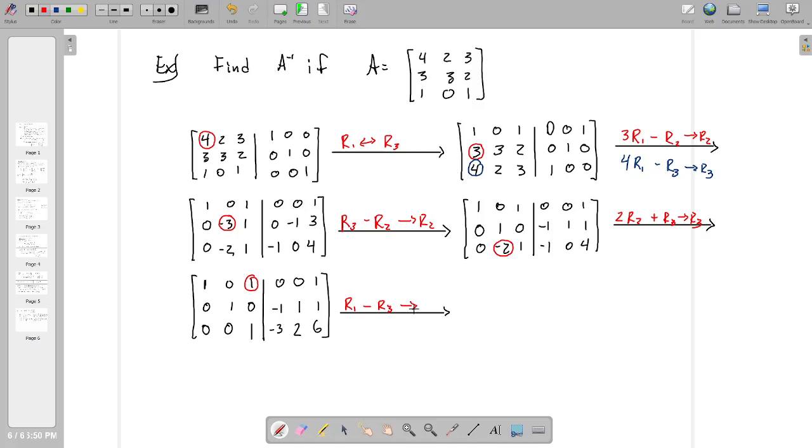Notice that I did row 1 minus row 3 and not the other way around because I want to eliminate this. And I could either do 1 minus 1 or 1 minus 1 and get a 0 here. Either way. But if I look at the first column, I want to keep this entry positive. So I want 1 minus 0 and not 0 minus 1. Because 0 minus 1 is -1, I want a 1 minus 0 instead.